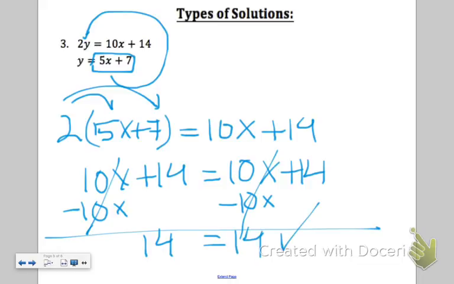Since this is a true mathematical statement, we have infinite solutions. Anytime you get something that's true, it's infinite solutions. If you get something that's false, like in example 2, there are no solutions.